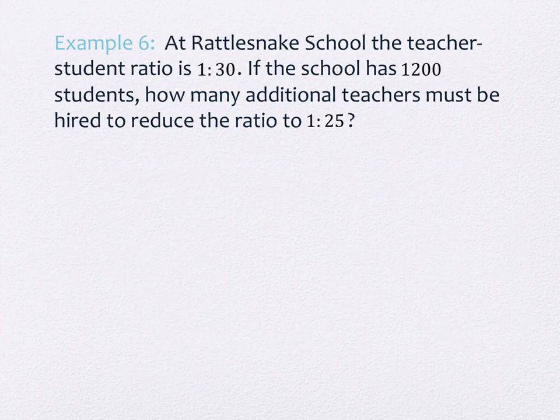So we've got one here where it's got more than one part to the problem. At Rattlesnake School, the teacher-student ratio is 1 to 30. If the school has 1,200 students, how many additional teachers must be hired to reduce the ratio to 1 to 25? Okay, so as with any of these problems, we want to think about what are the things that are being compared. So what items are being compared here?